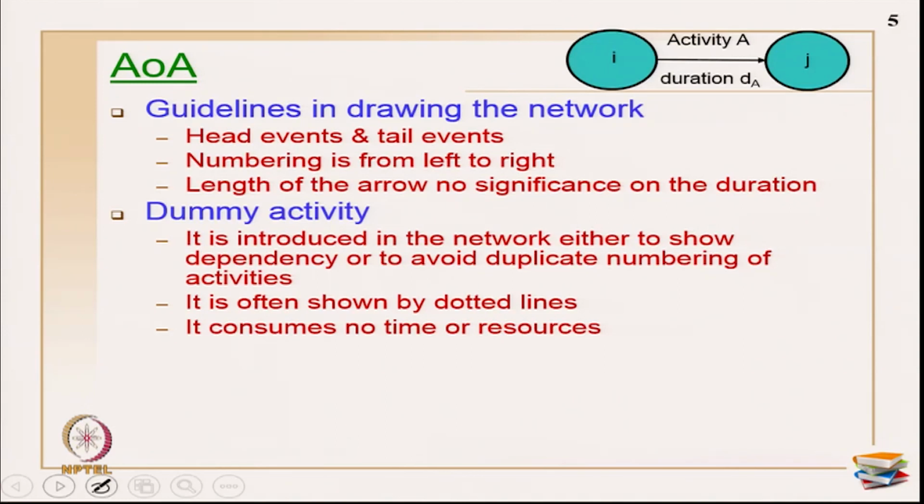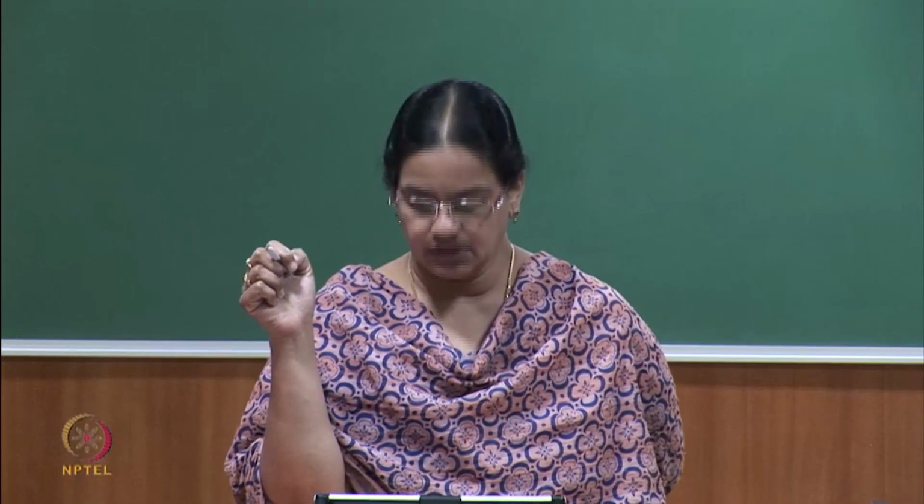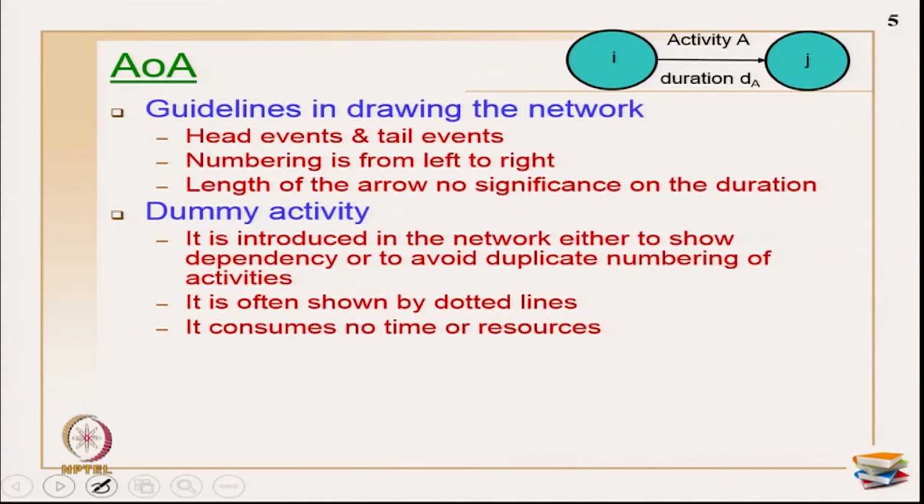Then there is something called dummy activity, and as I said, it is a drawback in AOA, and only for that reason the AON diagram came into existence. So, what is this dummy activity? Dummy activity is generally introduced in a CPM network either to show dependency relationships or to avoid duplicate numbering of activities. For any activity, I should have a unique I and J, and this IJ cannot be shared with another activity. So, for that reason, and the other reason, just to show the logical dependency between the relationships, there may be a requirement for the usage of dummies.